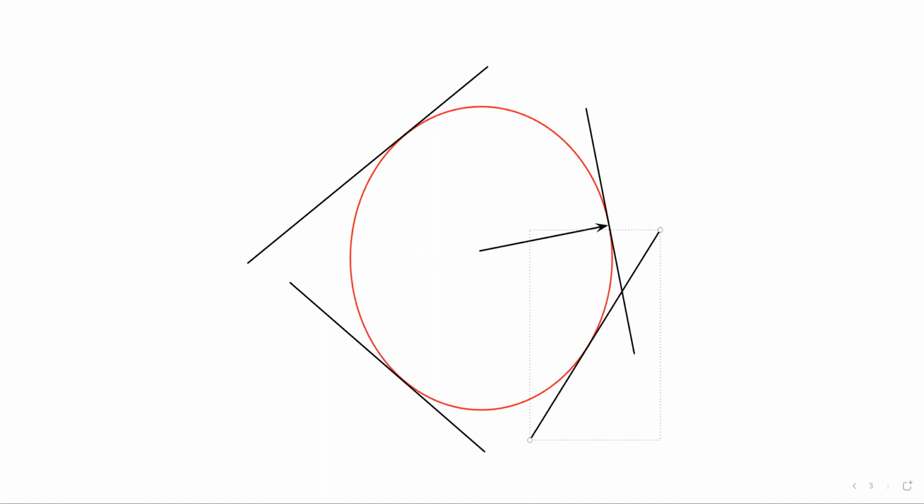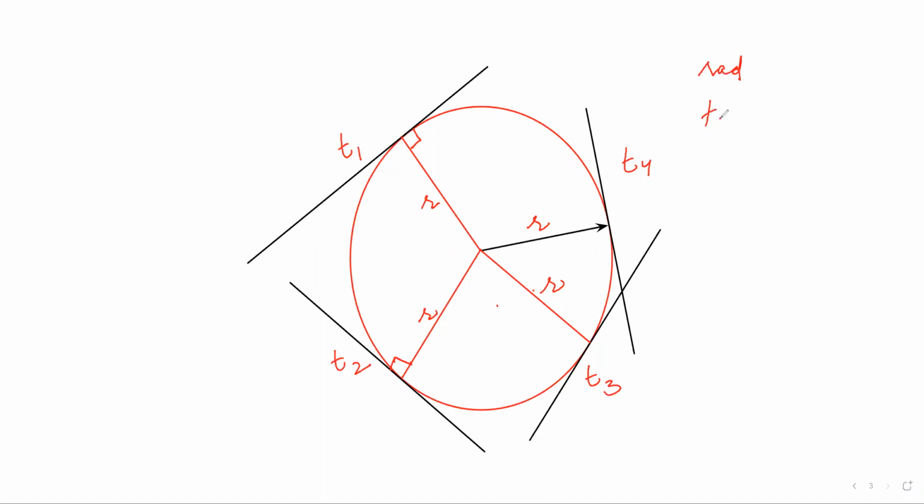See, students, if I draw the radius here, again 90 degrees. Which 90 degrees? I will just show you, students, this angle is 90. The angle between the radius and the tangents T1, T2, T3, T4 is always 90 degrees. Radius and tangent always make an angle of 90 degrees.